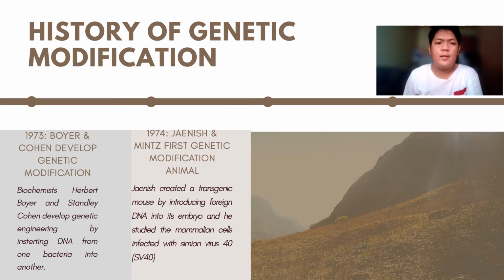In 1974, Jaenisch created the first genetically modified animal, a transgenic mouse, by introducing foreign DNA into its embryo, and he studied the mammalian cells infected with Simian virus 40, or what we call SV40.